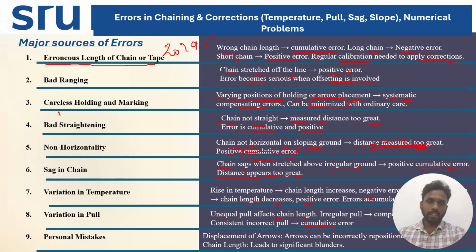Then personal mistakes or displacement. You will be fixing some arrow on the ground which can be displaced and which can be moved, which leads to a variation in your measurement of your survey station, which gives you error reading. So this gives you a significant blunder on your entire measurement. So these are the major sources of your error, right?